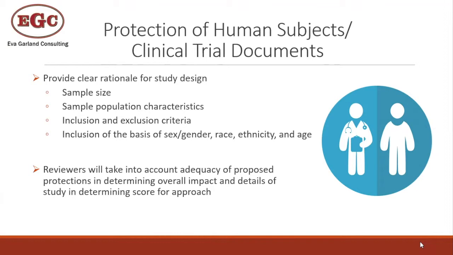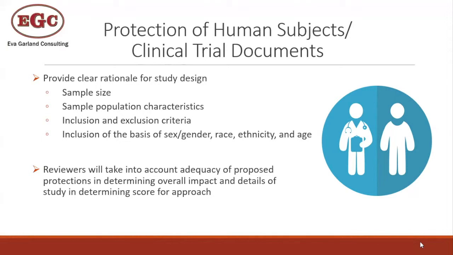As for every component, it is essential to read the requirements in the FOA early to ensure that you are addressing all the questions in your application. In the human subjects documents, you should provide a clear rationale for the different elements of your study design, including power analyses for sample size, a justification of sample population characteristics, inclusion and exclusion criteria, and a discussion of inclusion on the basis of sex, gender, race, ethnicity, and age.